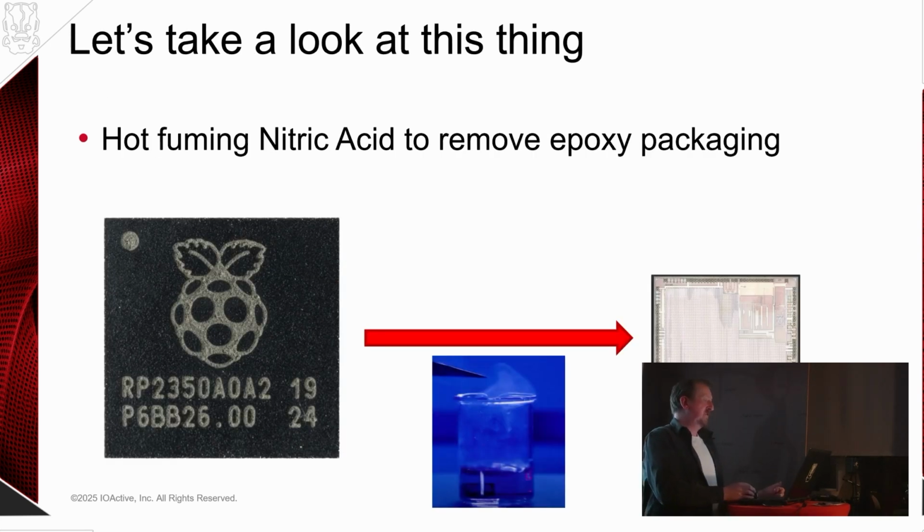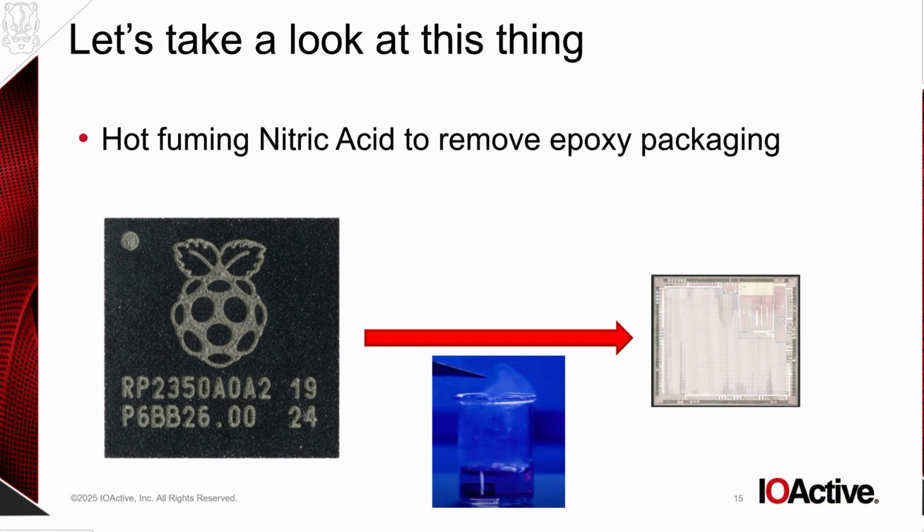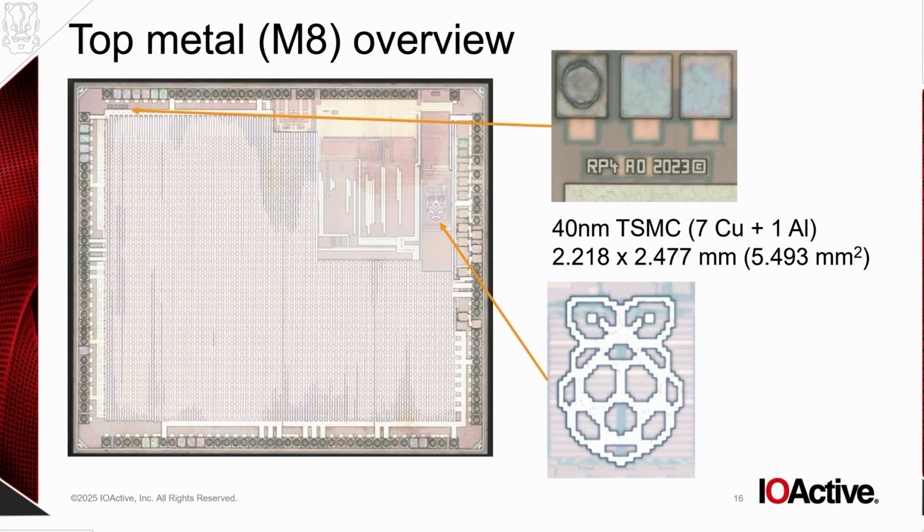So this is what we do in Seattle a lot of the time. We start off with the packaged chip on the left. In the middle is a beaker of nitric acid. This dissolves the epoxy package and everything else that's inside that package, but it does not damage the die. And that's what we end up with on the right-hand side. That is just a decapsulated, clean die, and that is the Raspberry Pi chip itself. So that's how we start.